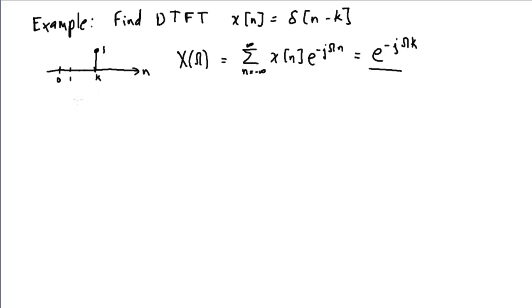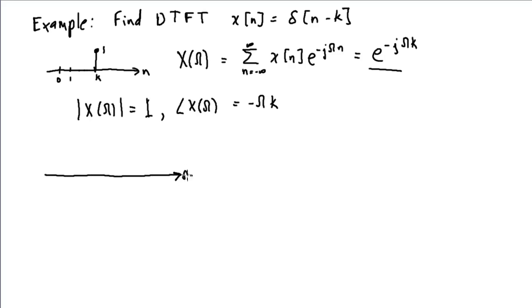the shifted impulse. So the magnitude spectrum would just be equal to 1. That's the magnitude of this. The phase angle, the phase spectrum, would just be equal to minus omega k. So it's a linear function of omega. So both these are pretty easy to plot, usually over the interval from 0 to 2 pi, and in this case the magnitude spectrum or amplitude spectrum is just equal to 1.